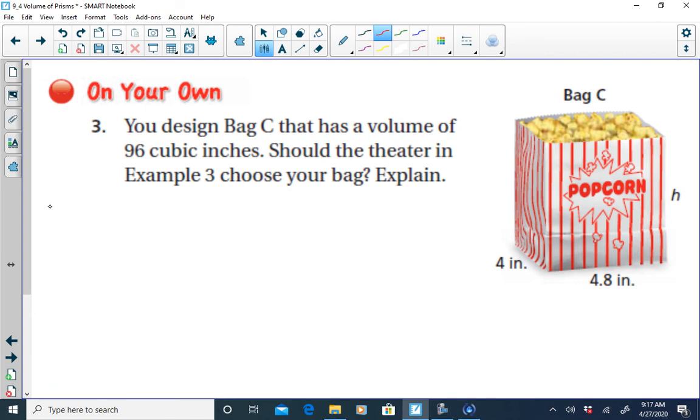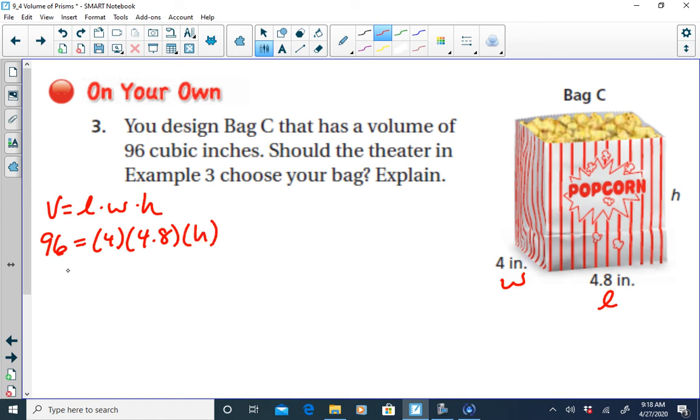So we start with our volume formula. Volume is going to be length times width times height. We know that the volume is still going to be 96. The length times width is going to be 4 times 4.8, because here's our length, width, and our h. So we have 4 times 4.8 times our h. We don't know what that is. So 96 is going to be equal to, what's that, 19.2 times h. Divide by 19.2.